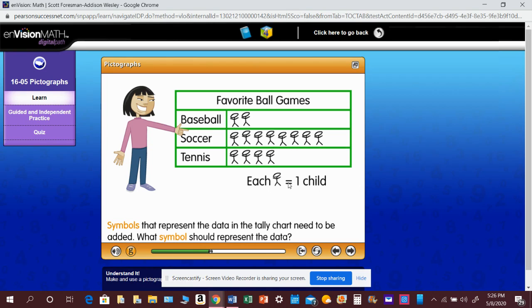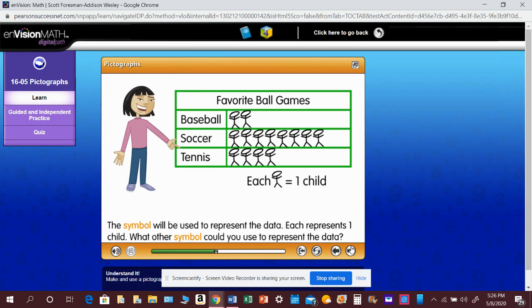Sometimes if you were counting large numbers of people, you might say each stick figure is 2 children or 5 children. So here we see the little stick figures are the pictures used as a symbol to let us know how many children like each sport. The symbol will be used to represent the data. Each represents 1 child. What other symbol could you use to represent the data?